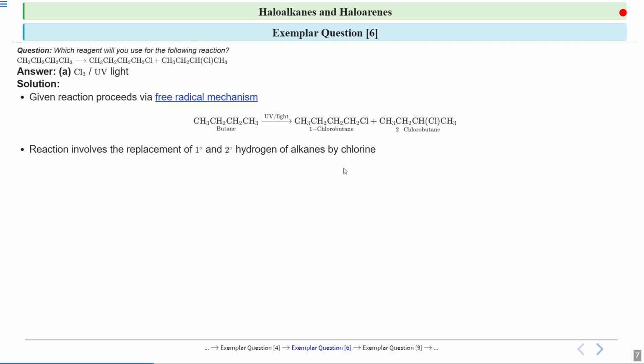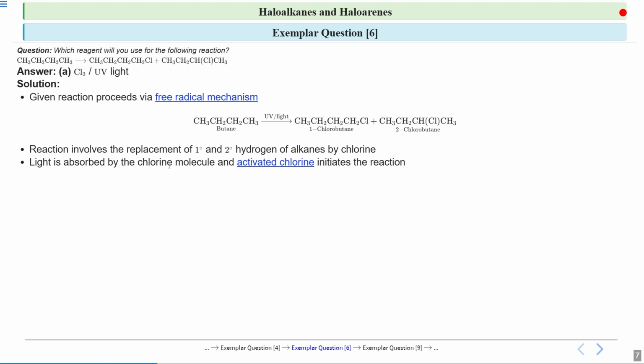In this butane molecule, the primary hydrogen is the hydrogen present at the terminal carbon, and the secondary hydrogen is the hydrogen attached to the second carbon. Going from left to right, the two center carbons contain secondary hydrogens, and the terminal carbons contain primary hydrogens. So the replacement of primary and secondary hydrogen of alkanes by chlorine atoms gives us 1-chlorobutane and 2-chlorobutane after the reaction of butane with the chlorine molecule.